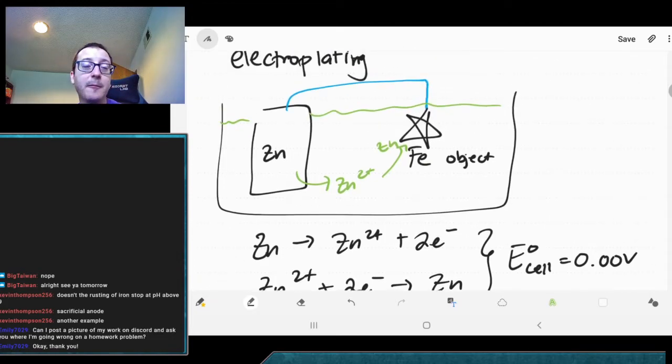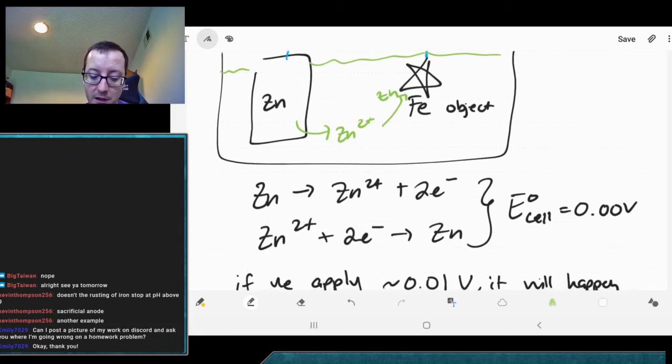So as long as we have a supply of zinc ions, so if we have a zinc solution and we have zinc metal, we can attach another object, apply a small voltage, and it will plate the object in zinc. We can do this with other things. We can do it with nickel, we can do it with chromium, we can do it with all sorts of different metals. Just by applying a small voltage we can force that metal to plate itself, to reduce back to its elemental state on top of the object of interest.